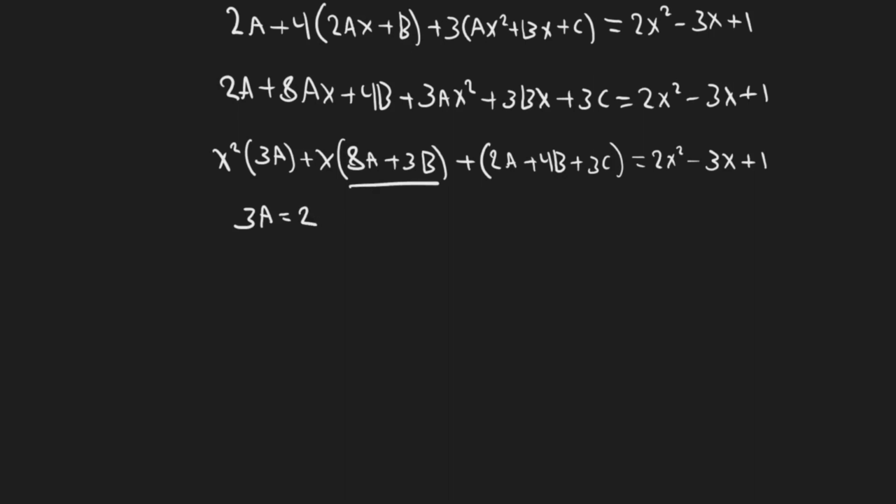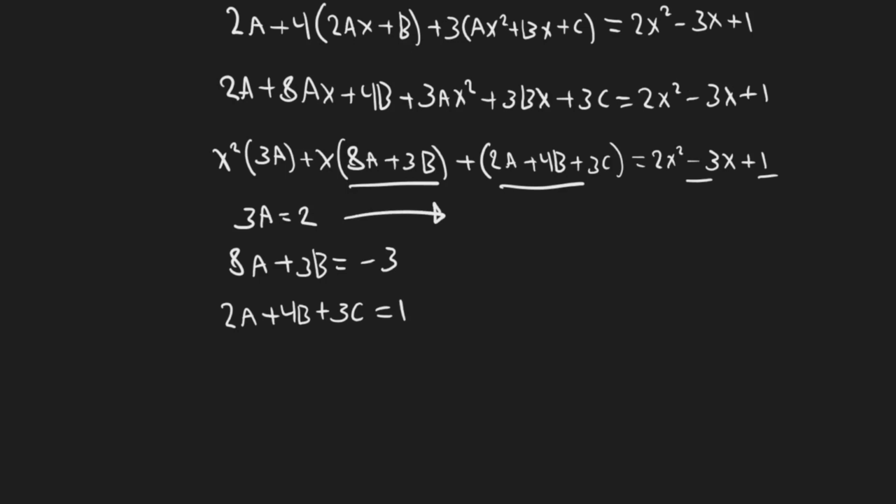And then we can do the same thing for the x term. So here we know that 8a plus 3b has to equal negative 3 in order for these equations to be equal. So 8a plus 3b inevitably has to equal negative 3. And then finally, we can do the same thing right here with the 1. So this will give us 2a plus 4b plus 3c, which equals 1. And this is again just by matching the coefficients of the different orders of x. And so our first equation here basically just directly gives us a, which is really nice. So divide both sides by 3, and a is 2/3.